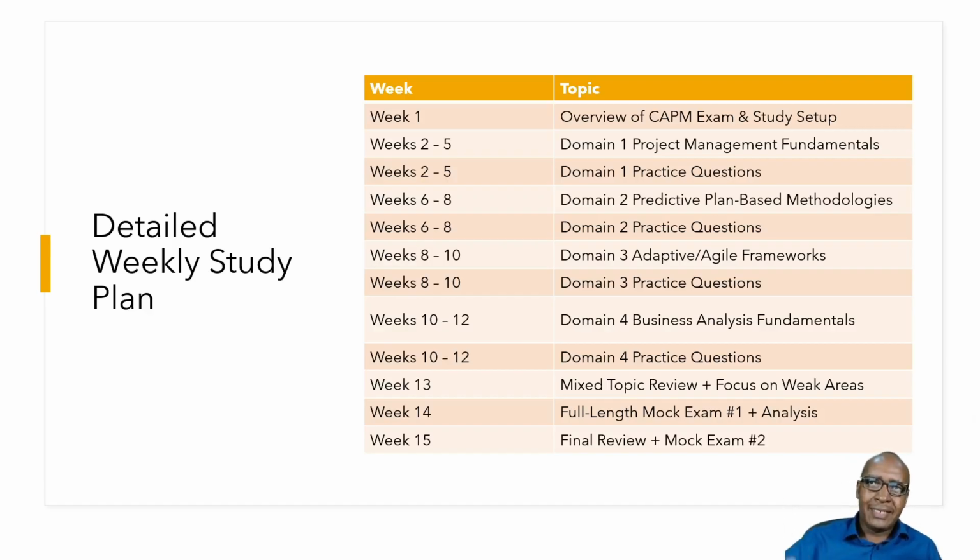Weeks 8 to 10, you can do adaptive agile frameworks, and again, while you're preparing, you're doing your practice questions. Weeks 10 to 12, you can do domain 4, which is the business analysis frameworks, and again, you're doing your practice questions as you prepare. Week 13, you can do a mixed topic review, so you choose from among the different domains just to make sure that you have a full understanding of all the topic areas, and you try to focus on your areas of weakness, and by then it would be evident where you're weak.